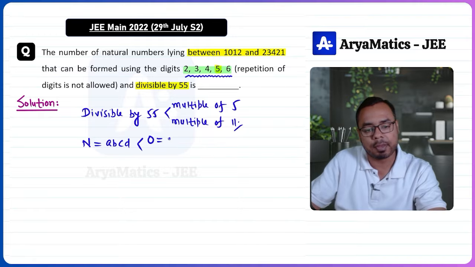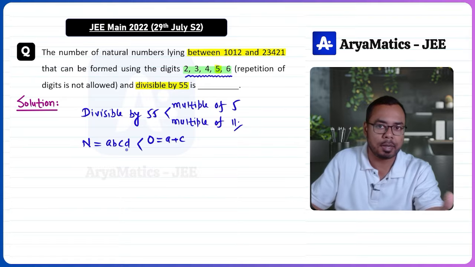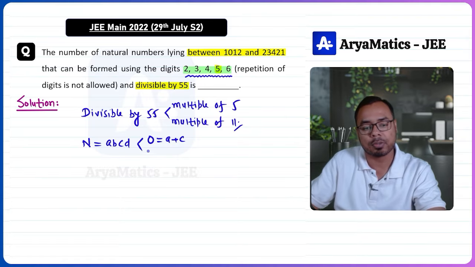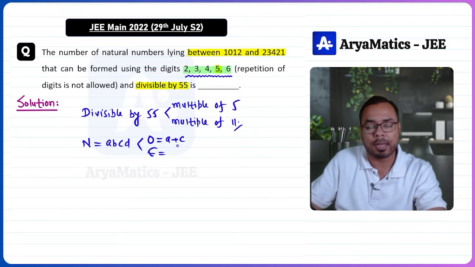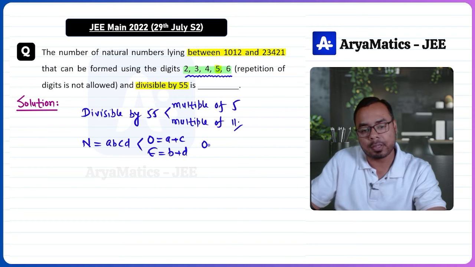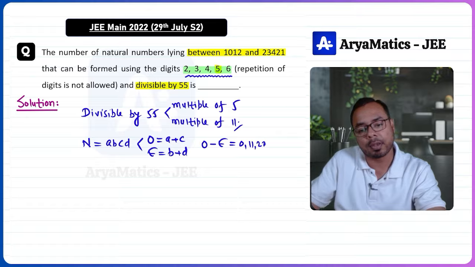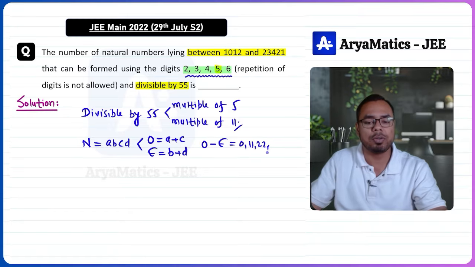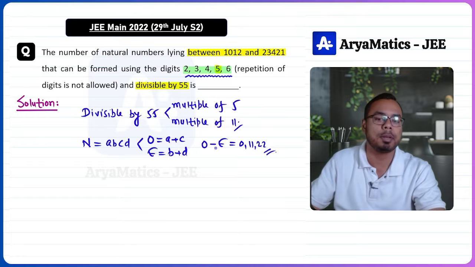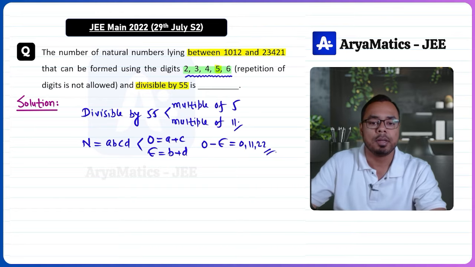So at odd place we have A and C, and these are the digits at different places. D is the digit at unit place, similarly C at tens place, and so on. So at odd place we have A and C, at even place we have B and D. And now if the difference of these two, that is O minus E or E minus O, is either 0 or 11 or 22 and so on, either 0 or some multiple of 11, then the number will be a multiple of 11, right?